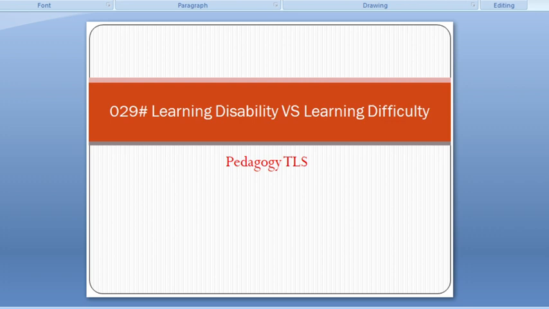This information is really important, which depends on the students' skills, students' scope, and helping them to work independently. So let's see what is the difference between learning disability and learning difficulty.